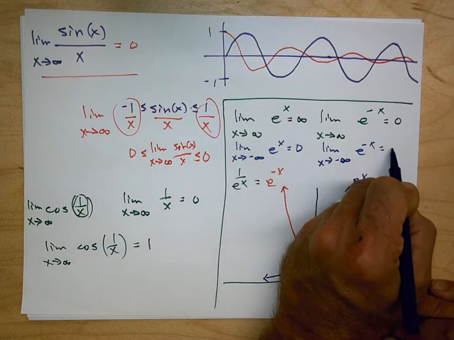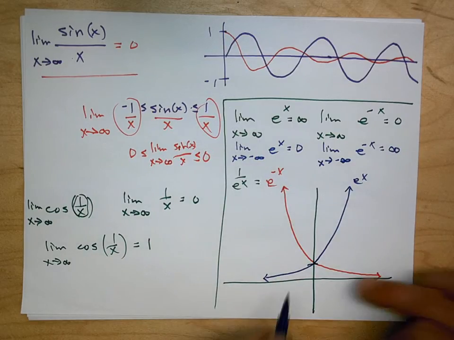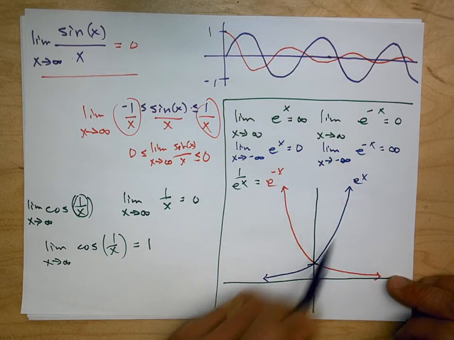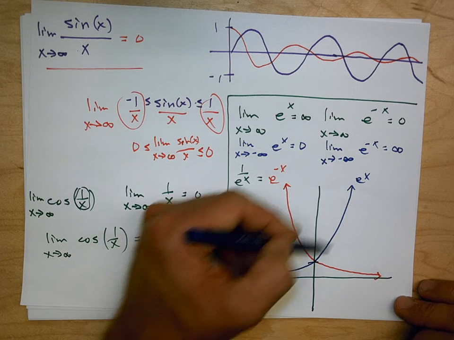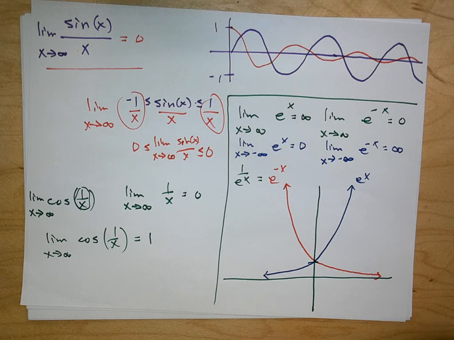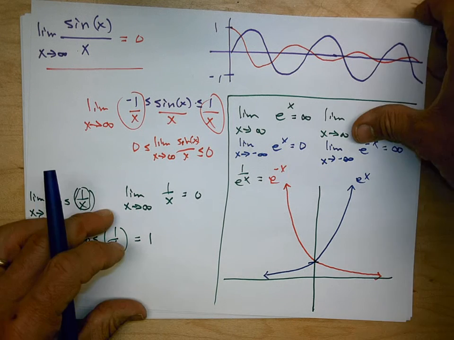So we can kind of see this also from this symmetry. As we go this way, e to the x goes to 0, and this one goes to infinity. If we go to the right, e to the x goes to infinity, and e to the negative x goes towards 0. One last example with an e to the x in it.